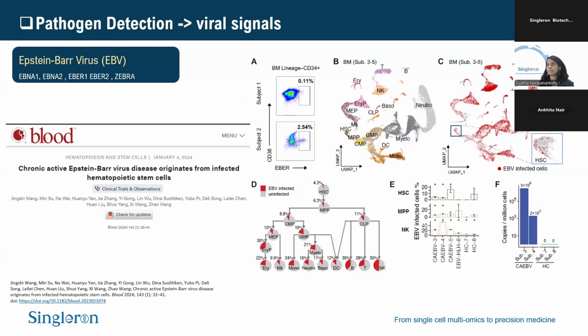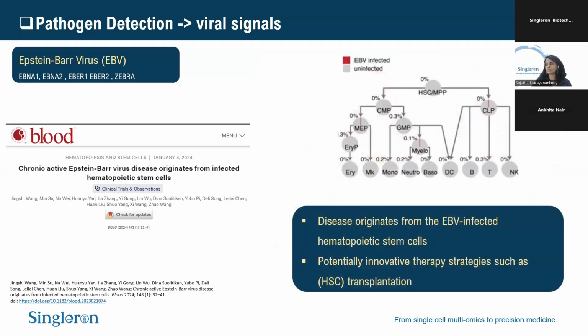So here the basic single cell will give you the different cell types. And instead of going into the cell types and trying to understand their response, they use the EBV panel to detect which different cell types have EBV infection. You can see pre-treatment, they concluded that right from the hematopoietic stem cells, there is EBV infection present across all of the other cell types. And so it gave them an option to try an innovative therapy strategy.